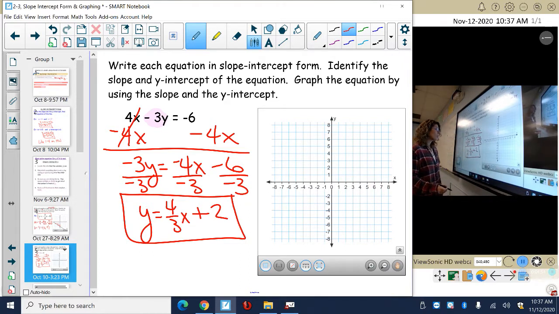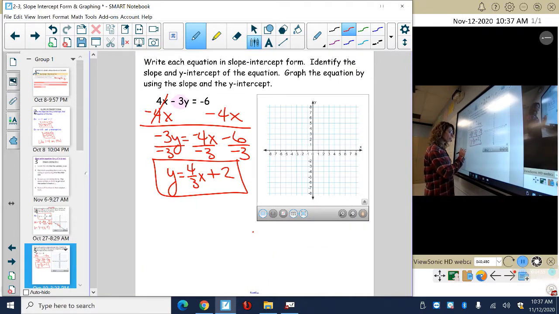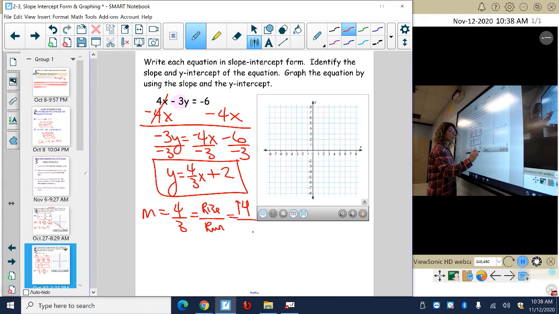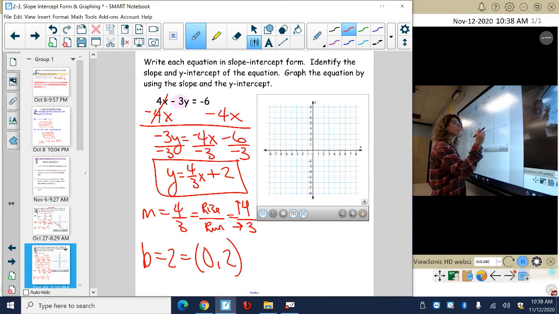Okay, so now what do? Well, we are going to identify our slope. Our slope is 4/3, which means rise over run, rising up 4 units, and then it's a positive 4/3, so I'm going to go to the right 3 units. My b value is 2, which means I have the ordered pair (0, 2). So that's the very first thing I'm going to do, I'm going to graph (0, 2).